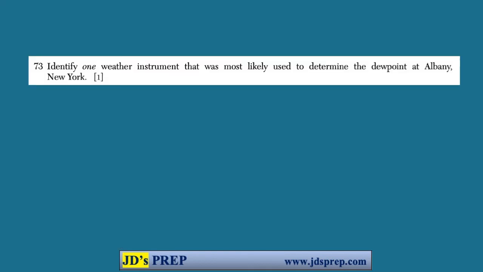And lastly, we're asked to identify one weather instrument that was most likely used to determine the dew point. So this is just an instrument used to determine any dew point, not the specific dew point. But to measure dew point, there are a few different options: a hygrometer, a psychrometer, or talking about dry bulb, wet bulb thermometers. Those would all be valid answers.